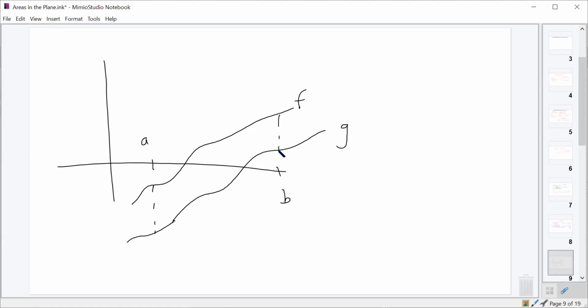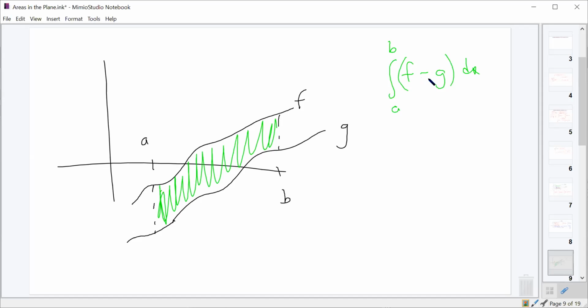All right, I still want to get this area. Can I still just do the integral from a to b of f of x minus g of x dx? I don't think you can because it's crossing the x-axis. Don't you have to separate it when it's crossing the x-axis?